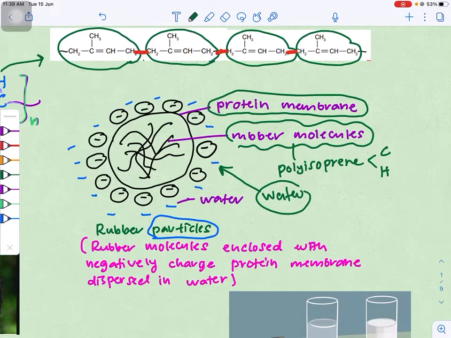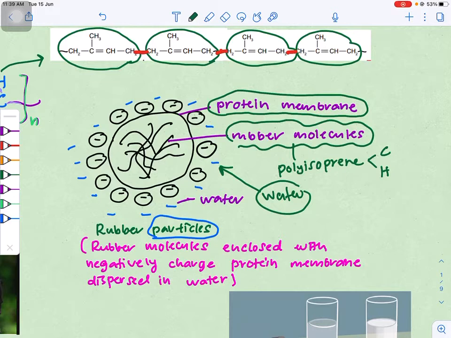Okay, so this is a rubber particle. Rubber molecule, rambut. Rubber particle is rubber molecule enclosed, yang ditutupi dengan negatively charged protein membrane in water. So if I have two rubber molecules, each of them is negative. I have two rubber particles.